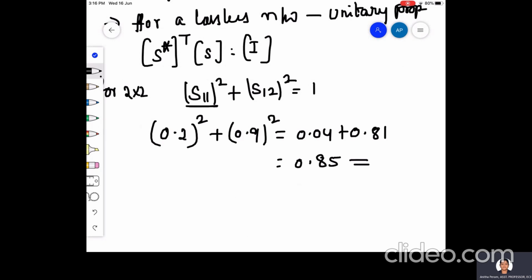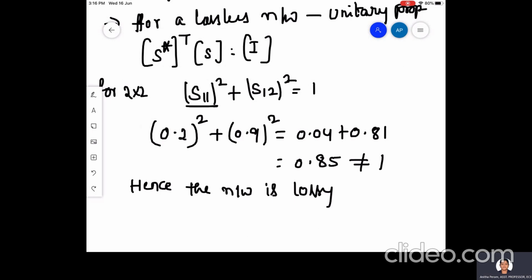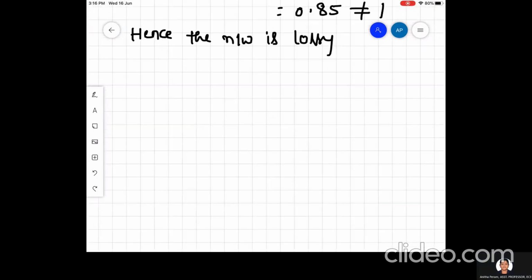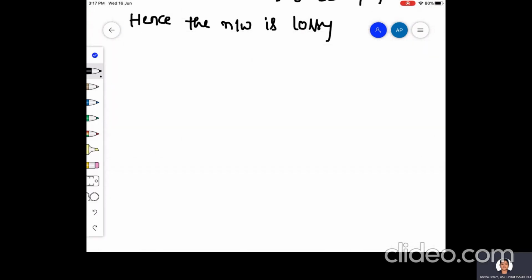As this is not equal to 1, the first condition itself is not satisfied, so you can say that the network is lossy, or not lossless. In the same manner, we can cross verify for the other networks, the same problem with different values. Now you can observe the second problem.